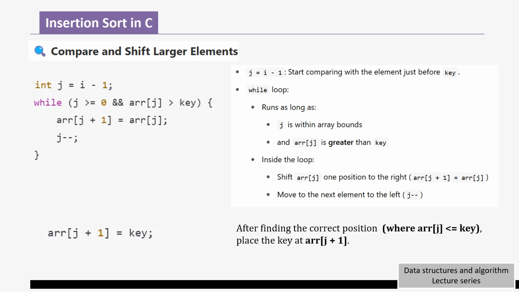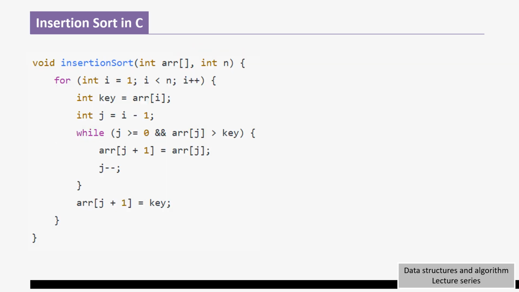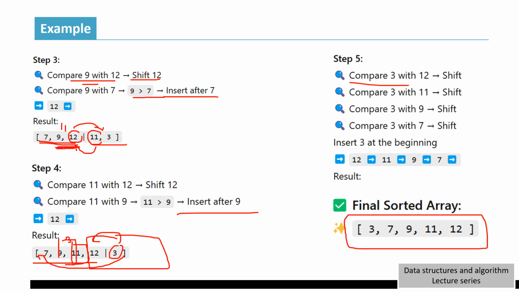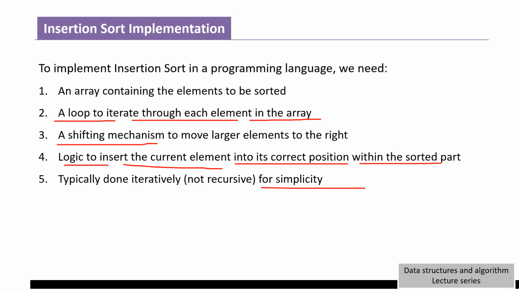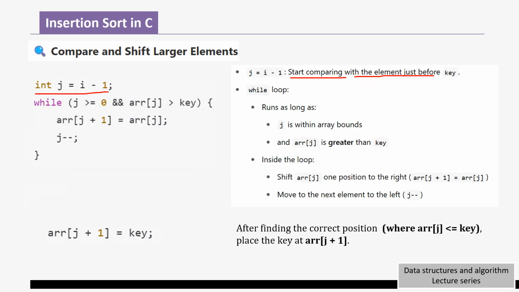Then the next part of the code is int j = i - 1. So we start comparing with the element just before the key. Means, as we have explained it here, in this case we need to check just before the key. So that's why it is done as i - 1.